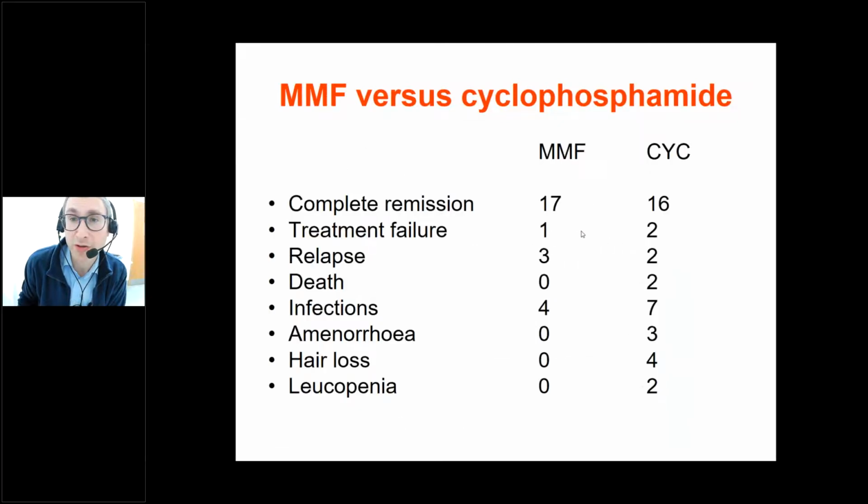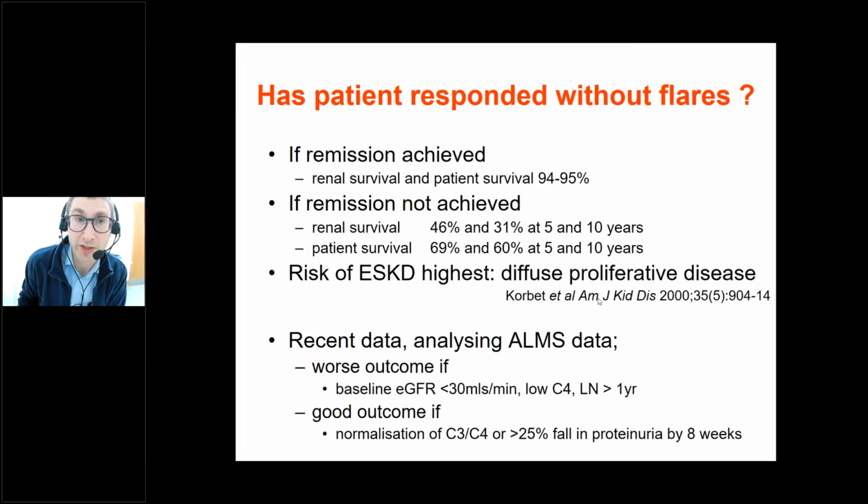What you can see here, though, is that there were 2 patients who died in the cyclophosphamide group. There were none in the MMF group, and there were more side effects with amenorrhea, hair loss, and leukopenia, and almost double the rate of infections. So the important thing is that if patients achieve remission, then they do very well. The renal and patient survival is 94-95%.